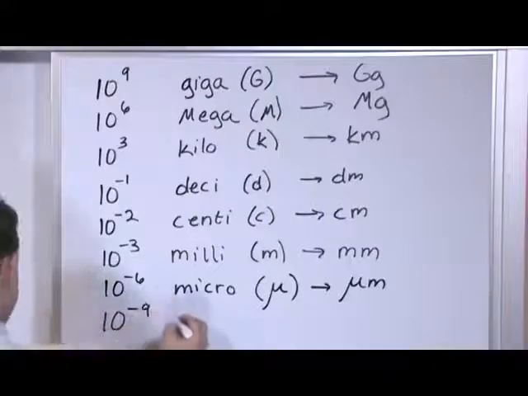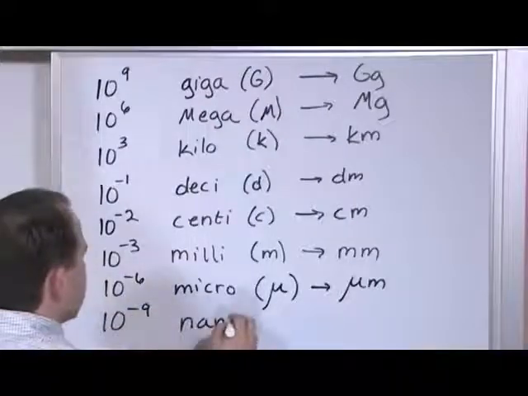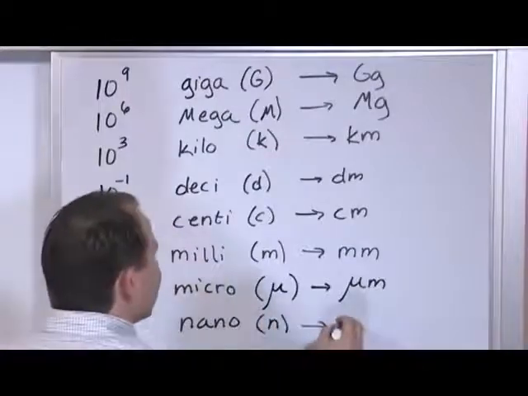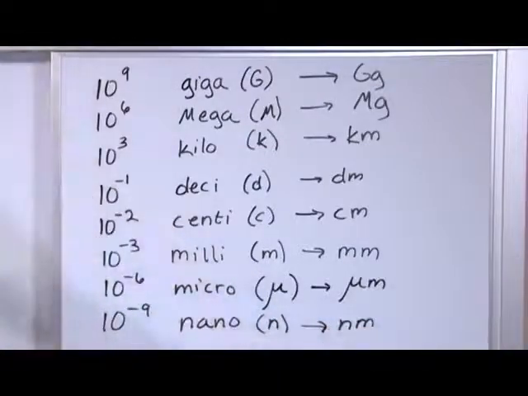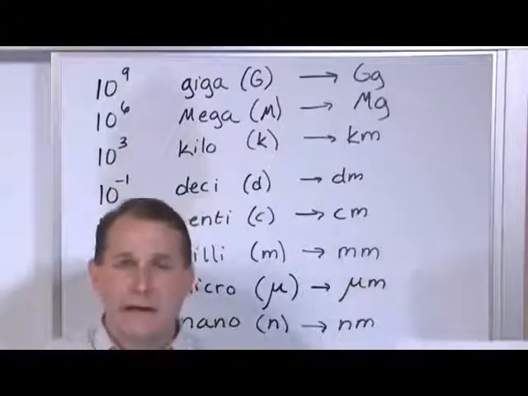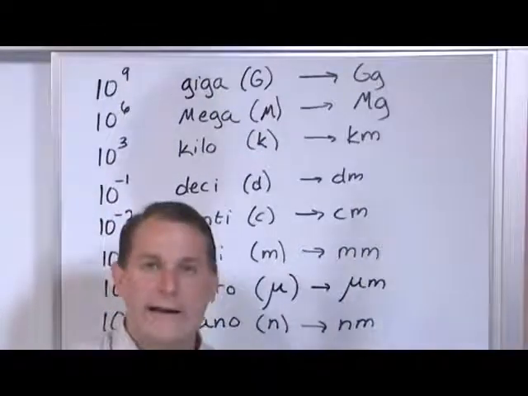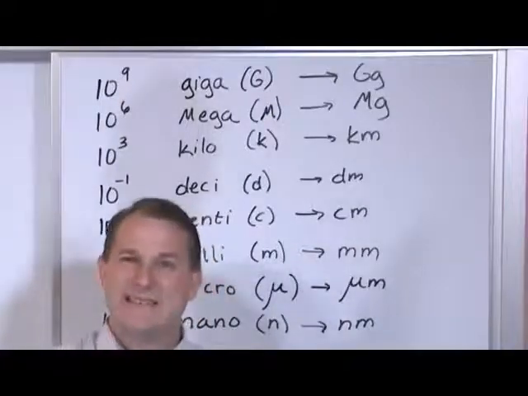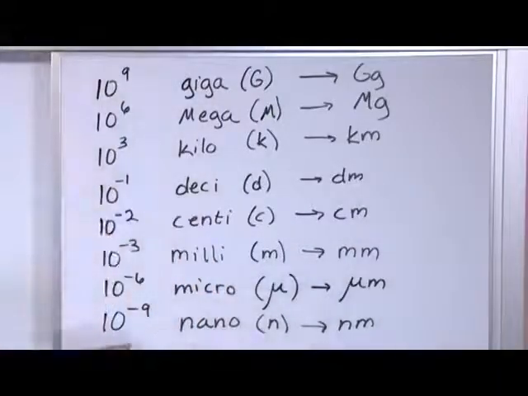10 to the minus 9, we call nanometers, right? And we use the letter N, so that's nanometers. And this is kind of in popular culture. Nanotechnology, what does that mean? Doesn't mean anything big. Nanotechnology means incredibly tiny. Or maybe an iPod Nano, that's really, really tiny. So the prefix nano means really, really small. 1/1000th of a meter is what that is.